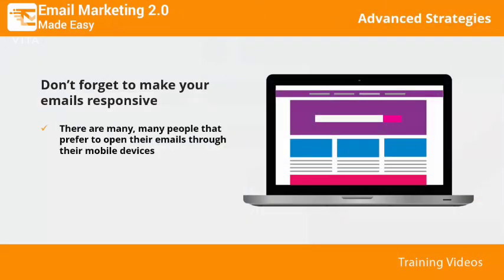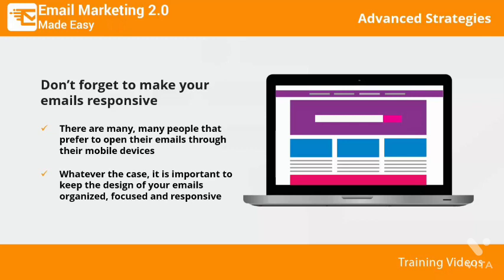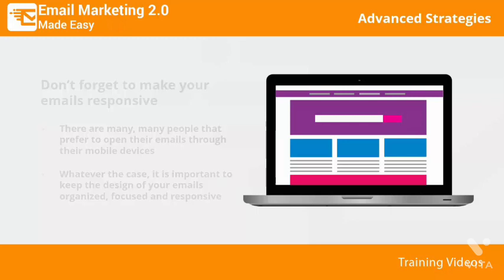Don't forget to make your emails responsive. There are many people that prefer to open their emails through their mobile devices. In fact, it has been determined that the percentage of emails opened on desktops is 28%, against a whopping 41% of emails opened on mobile devices. Whatever the case, it is important to keep the design of your emails organized, focused, and responsive. Both MailZingo and Aweber give you an advantage because both are built with responsive emails in mind. You just have to keep your emails uncluttered.